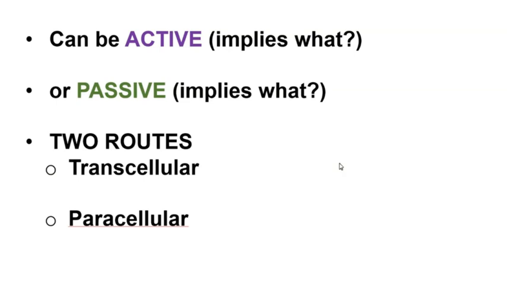This process can also be passive, and recall that passive implies that this is a process that does not require ATP. So passive processes are things like diffusion or facilitated diffusion that don't require ATP, but instead substances are following concentration gradients. We're going from high to low. The substances that are transported can take one of two routes across the wall of the renal tubule. It can take what's called a transcellular route or a paracellular route.